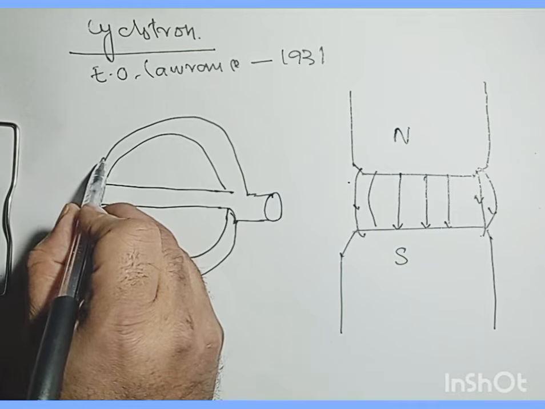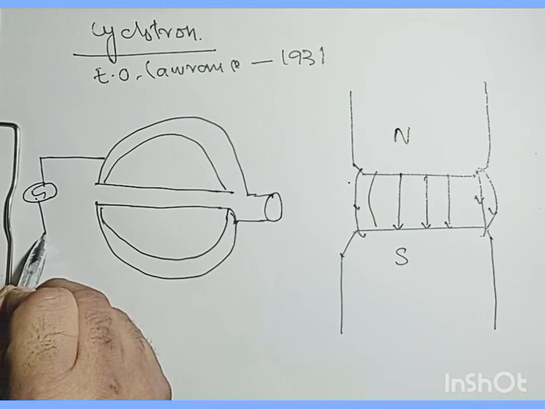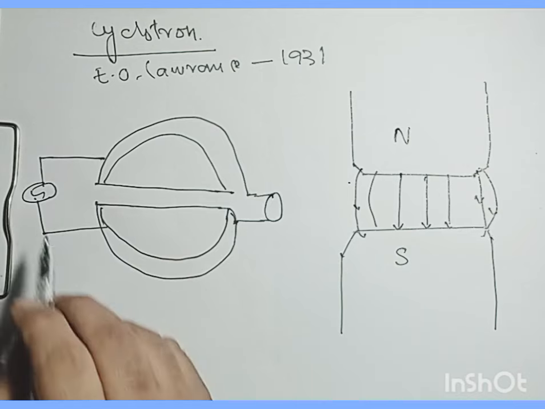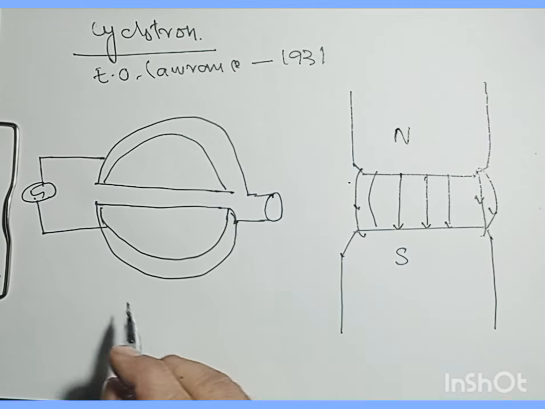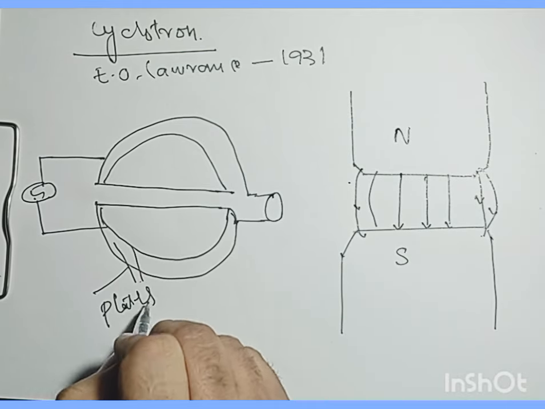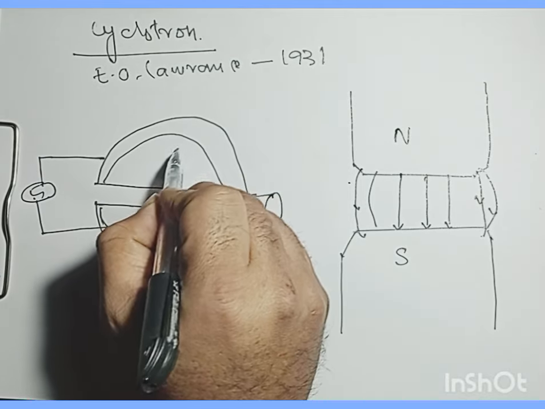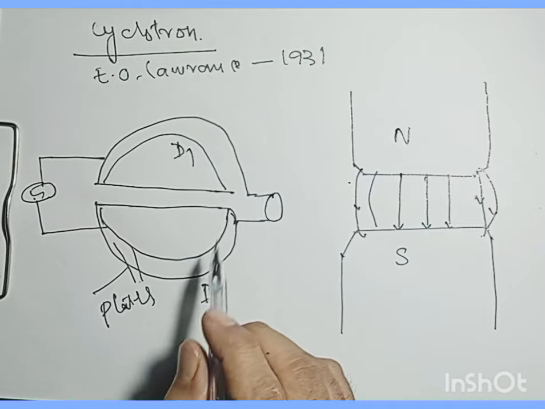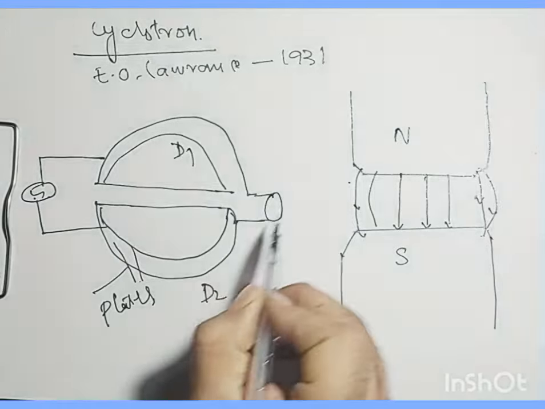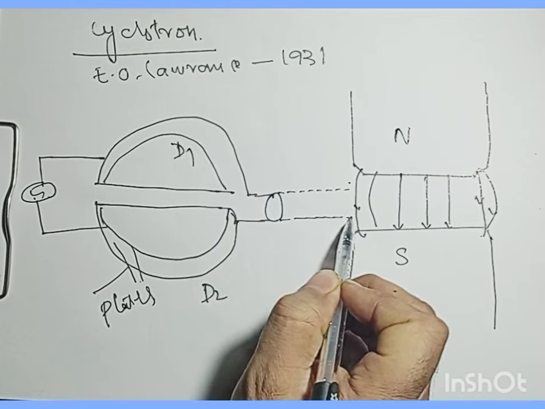And then what I have is a radio frequency oscillator, and from here we change the polarity of the electric field. There would be some deflector plates to be used. And let me assume that this is D2 and this is D1. This is how it goes.